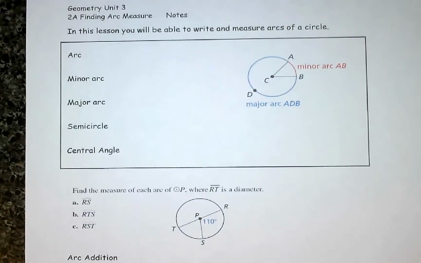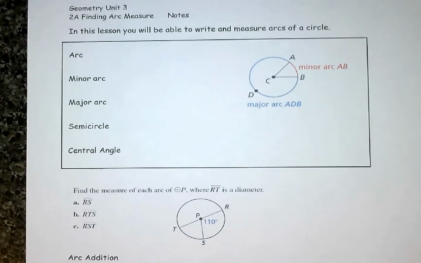We're going to go on Unit 3 on circles. We're going to start Level 2. So this is 2A, finding arc measure. Here are the notes. So let's go through a couple of vocab words first.